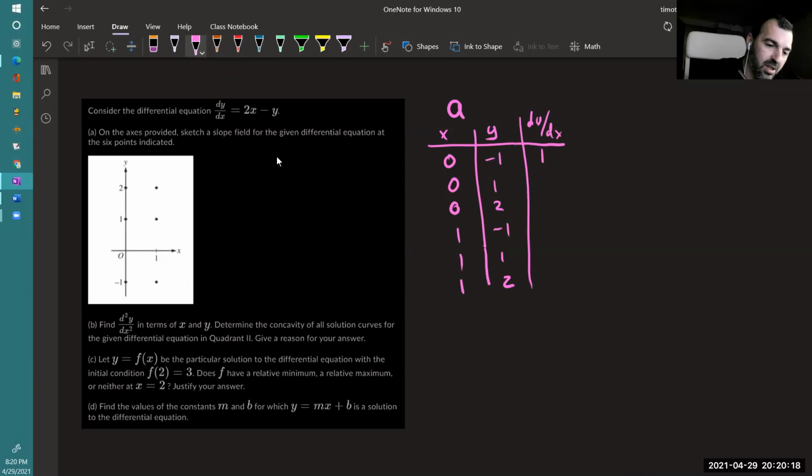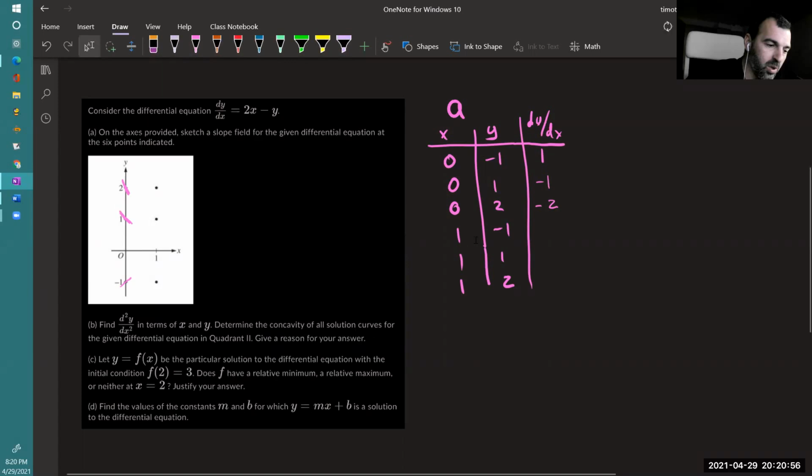Now, here, when x is 0, y is 1. So I'm getting a negative slope, -1 slope. When x is 0, y is 2. So I'm getting a -2 slope. So for all of these ones, for 0, -1, I got a slope of 1, which is something like that. For 0, 1, I got a slope of -1, which would be something like that. For 0, 2, I got a slope of -2, which would be something like that. So you want to just make a general slope thing there.